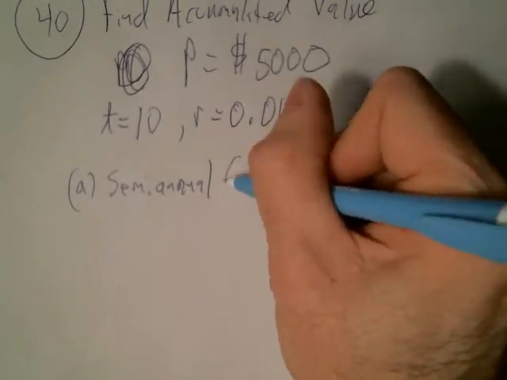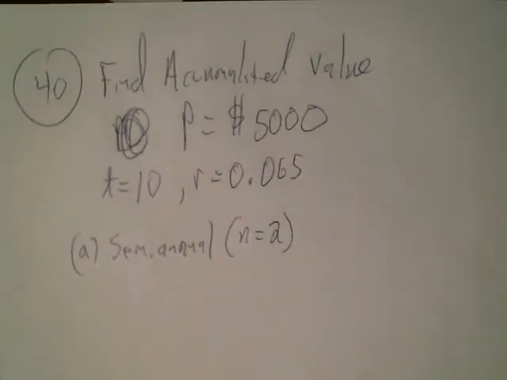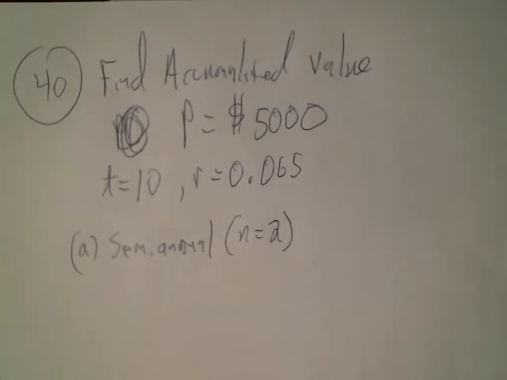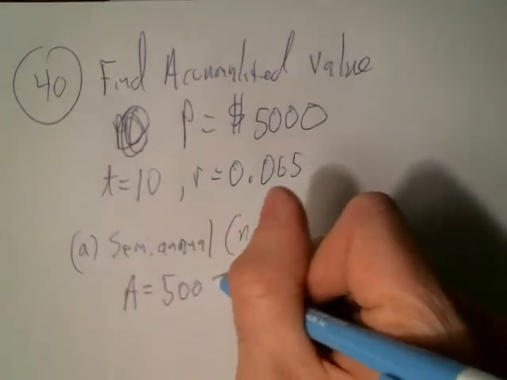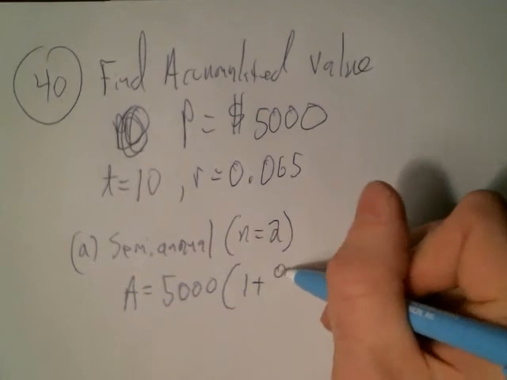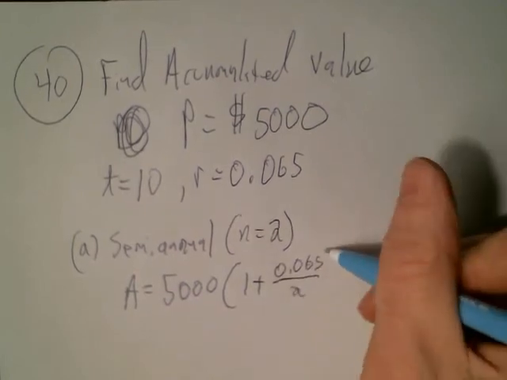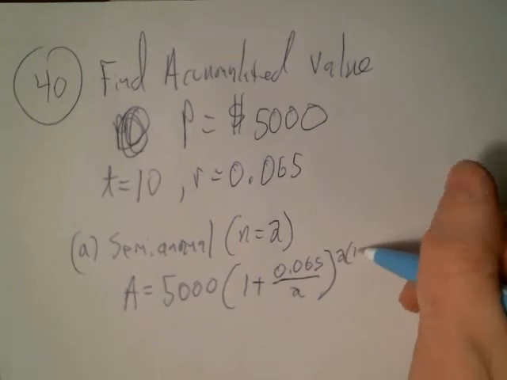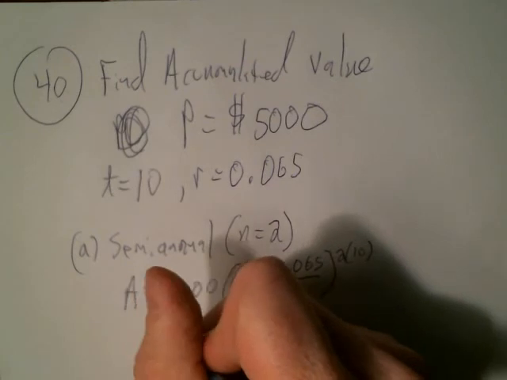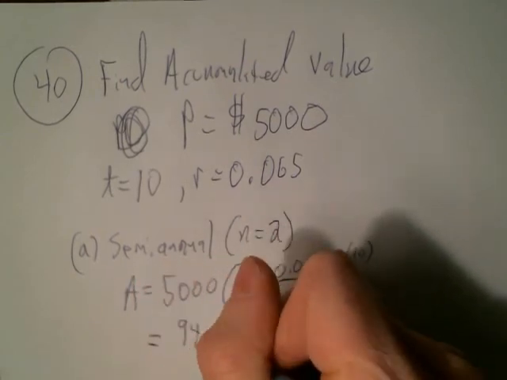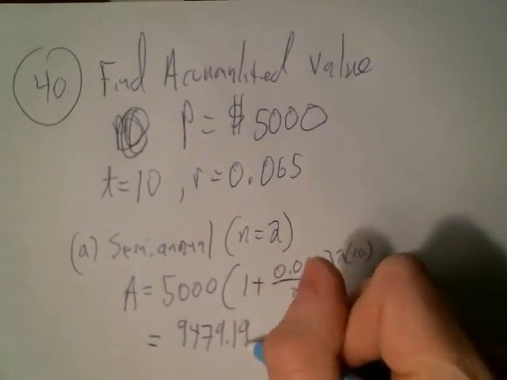First they want you to figure out semi-annual interest. For semi-annual, the n value is 2. You're compounding twice a year. So you go back to your formula, and the accumulated value, or the future value, is 5,000 times 1 plus R over n, to the n times t. It's a big, ugly expression. I'll give you a little bit of practice with your calculator. At the end of 10 years, you should have $9,479 and about 19 cents.